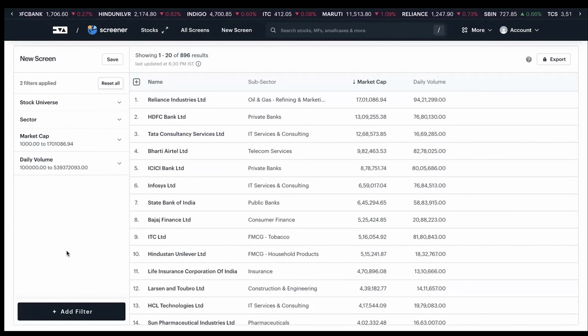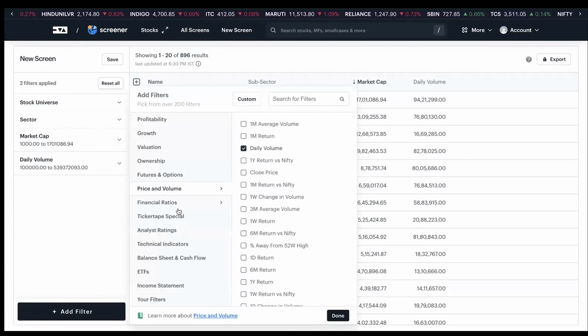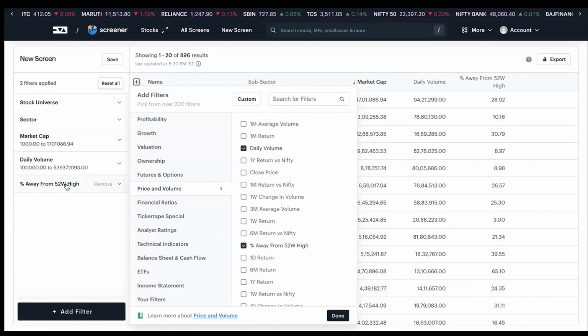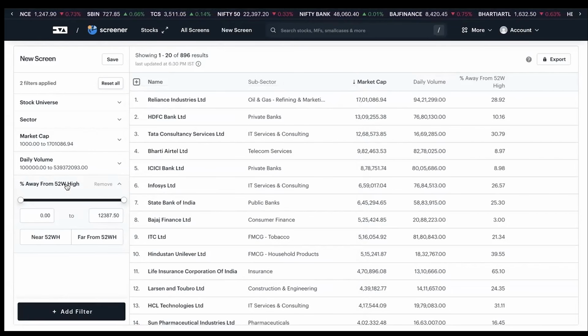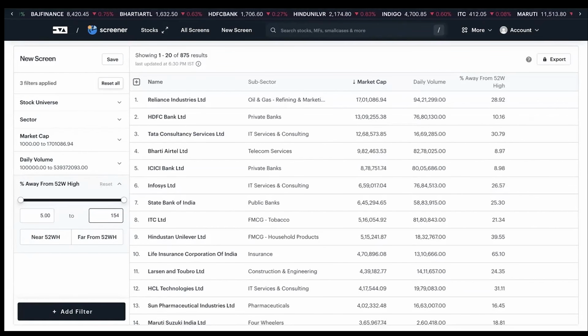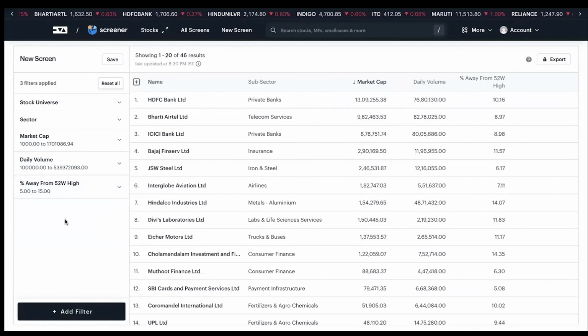Still we have a couple of filters to put, and that one is we have to see the stocks which are away from the 52-week high. Why do we have to put this? We have to put this to know stocks which are outperforming. Normally outperforming stocks are those trading near the 52-week high. Here you can see the percentage away from the 52-week high. You can put 5 to 10%. For this video, I will put 5 to 15%. So it will show me the stocks which are currently trading close to the 52-week high. Now you can see that we have 46 stocks which are 5 to 15% close to the 52-week high.